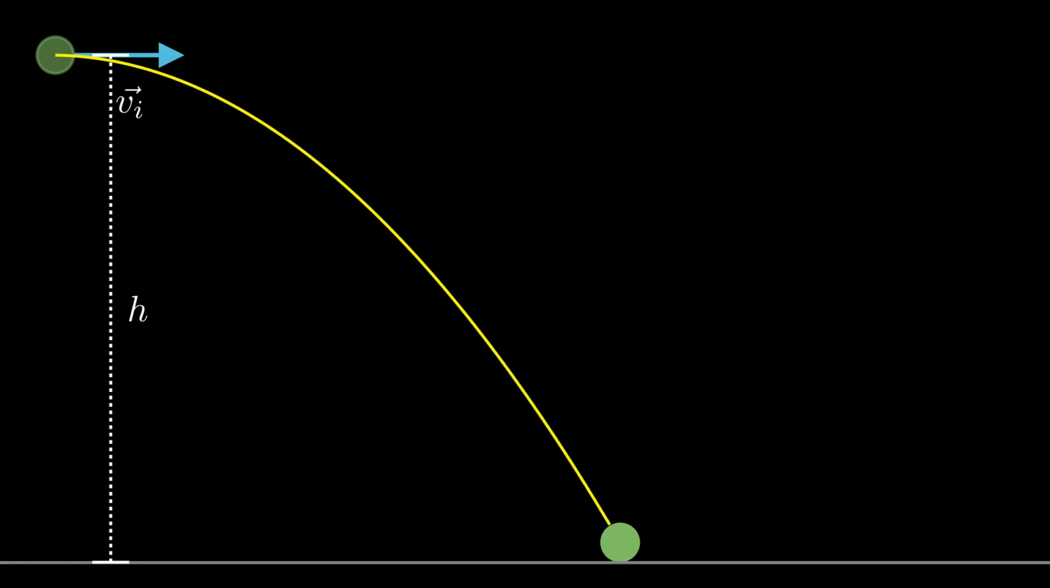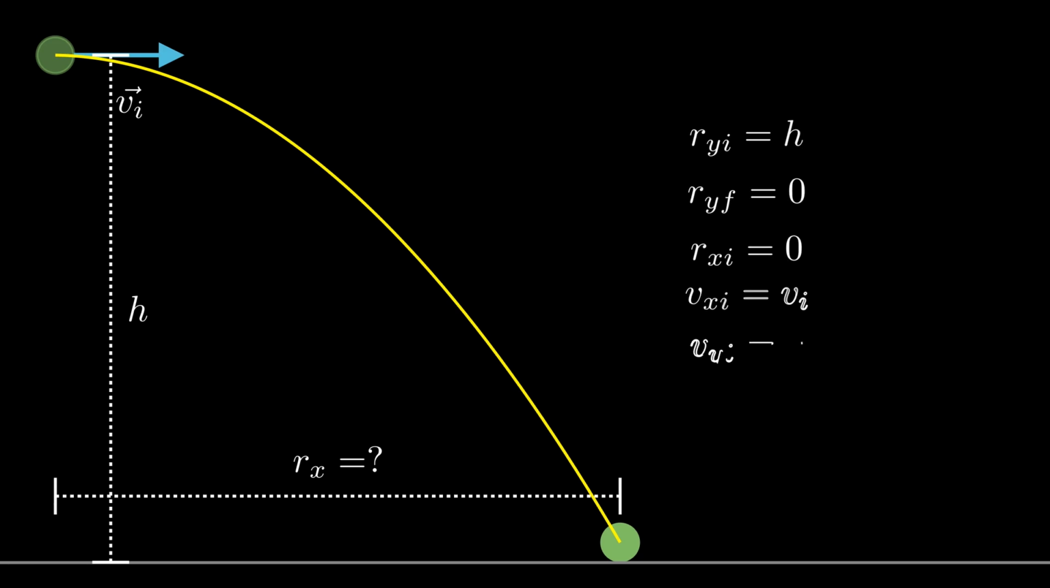That said, let's look at the situation we were just talking about, but only focus on the launched ball. Let's say we know the initial velocity of the ball, and the height it is dropped from, and we want to find the distance the ball travels in the horizontal direction, also known as the range of the ball. First we ask, what is it that we know about this situation? We know the height it was dropped from, which we set equal to ry initial, and the starting horizontal position we set equal to 0.